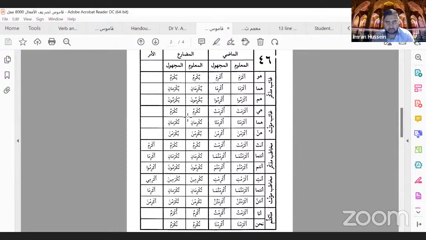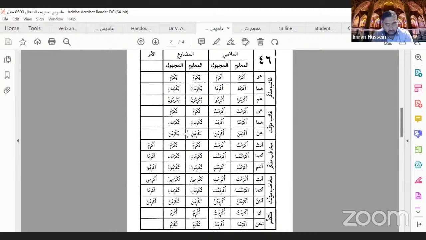What I would like you to do: I'm going to give you a verb, and I want you to conjugate it for me in the present form. The past tense is anzala. Inna anzalnahu fi laylatil qadr. The past tense is alif, noon, zal, lam.